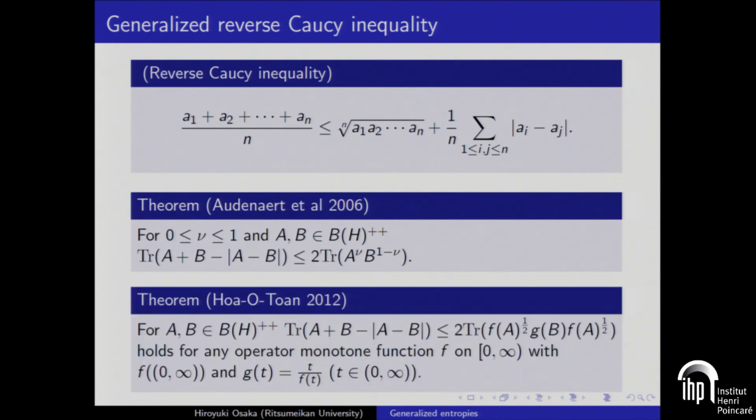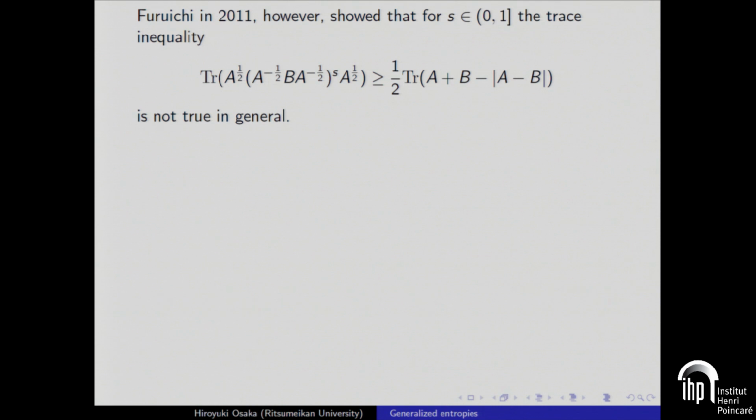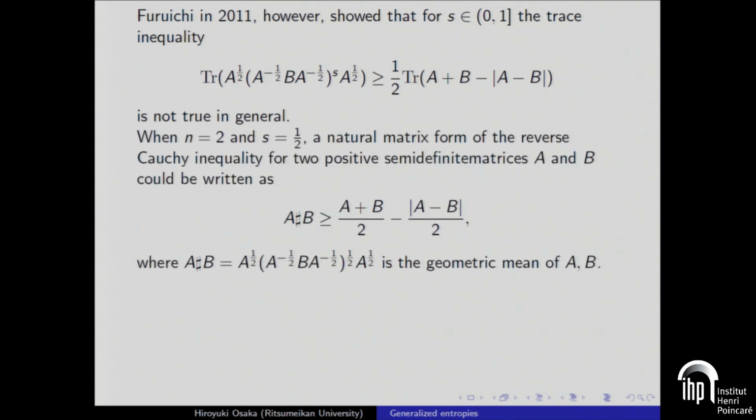And I already explained about it before. Furuichi explained about the Furuichi inequality. I give the proof of this one. No, not proof, sorry. Furuichi gives that this inequality is not true. So then I consider n equal 2 and also s. He considers the weighted geometric mean. That's why I consider the s equal 1/2 case like this one.